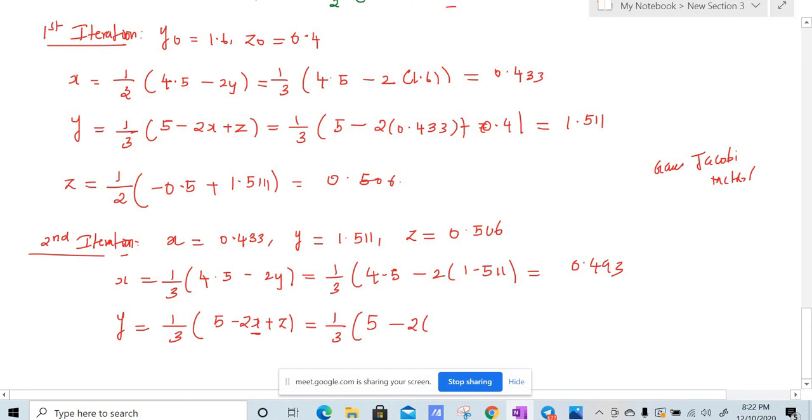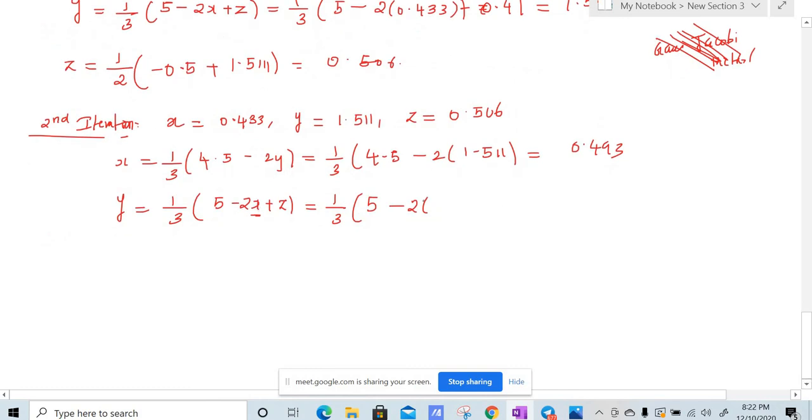So in Gauss-Jacobi method, what you will do is substitute y to be 1.6 and x to be the 0.4 given in the question, and z to be 0.4, and here also you should substitute x, y, z to be these values. But here what we are doing is substituting the updated value. Here x is 0.433. In Gauss-Jacobi method we will substitute x to be the old value again. But in Gauss-Seidel method you will always use the updated value for x, y, z. So forget about Gauss-Jacobi method, it is not in your syllabus.